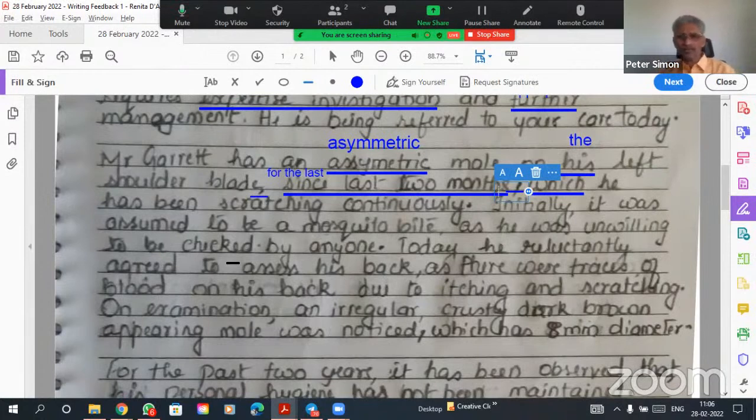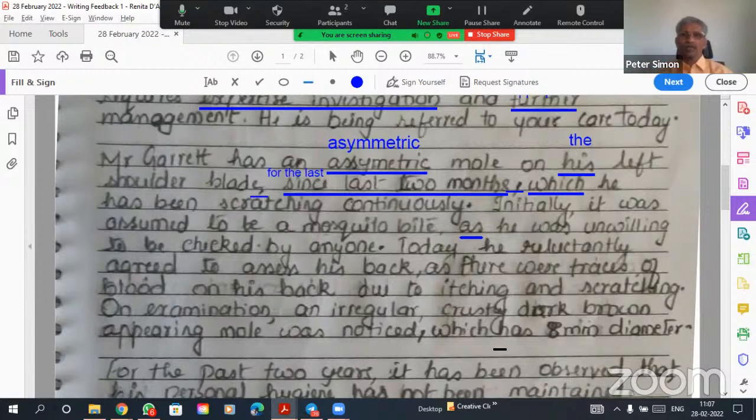What do you mean by that? It's wrong. Wrong usage. There is no connection between that and this. As means because. It was assumed to be a mosquito bite because he was unwilling to be checked. So, if he's checked, then it will not be. There is no relation there. How can you use as?